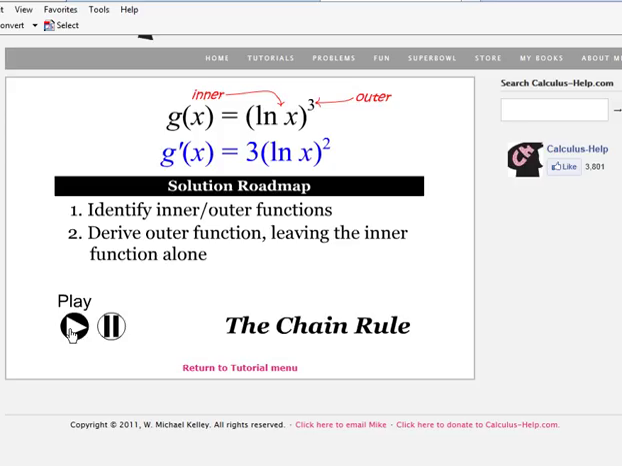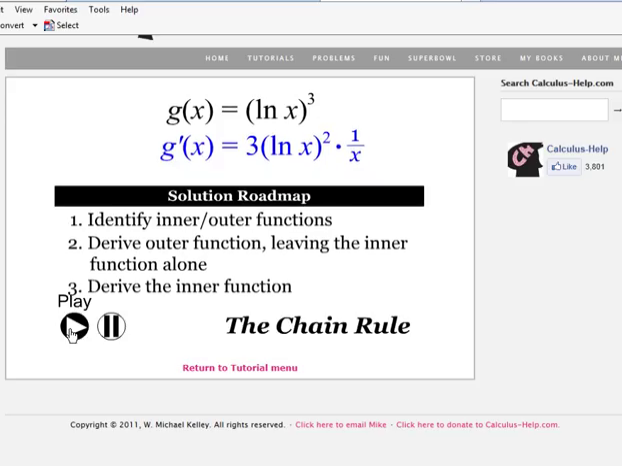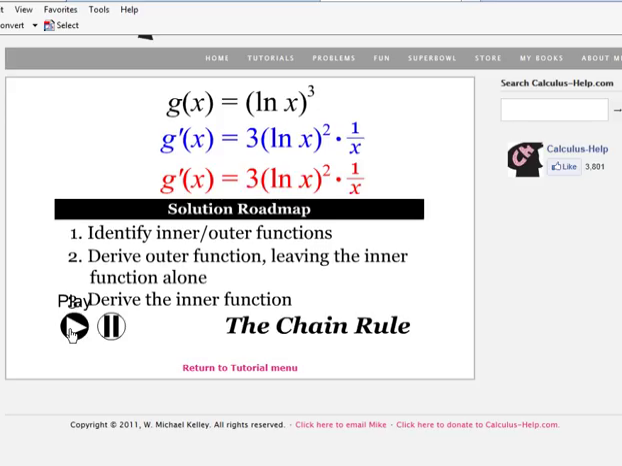stays untouched until now. Now that we're finished deriving the outside function, we move on to the inside function, and the derivative of natural log of x is 1 over x. So we multiply that new derivative by the derivative we got a second ago, and our final answer is going to be 3 times natural log of x, the quantity squared, all divided by x. And that's our derivative according to the chain rule.